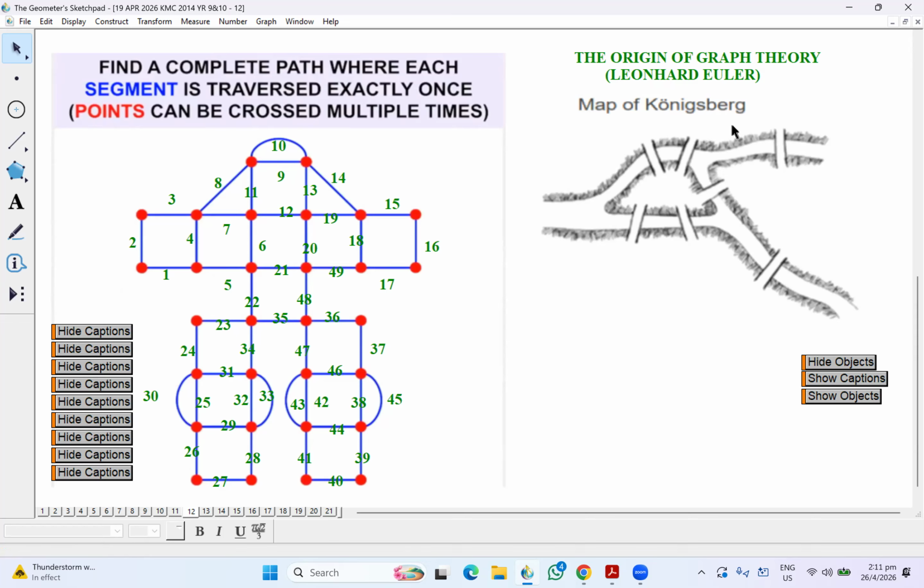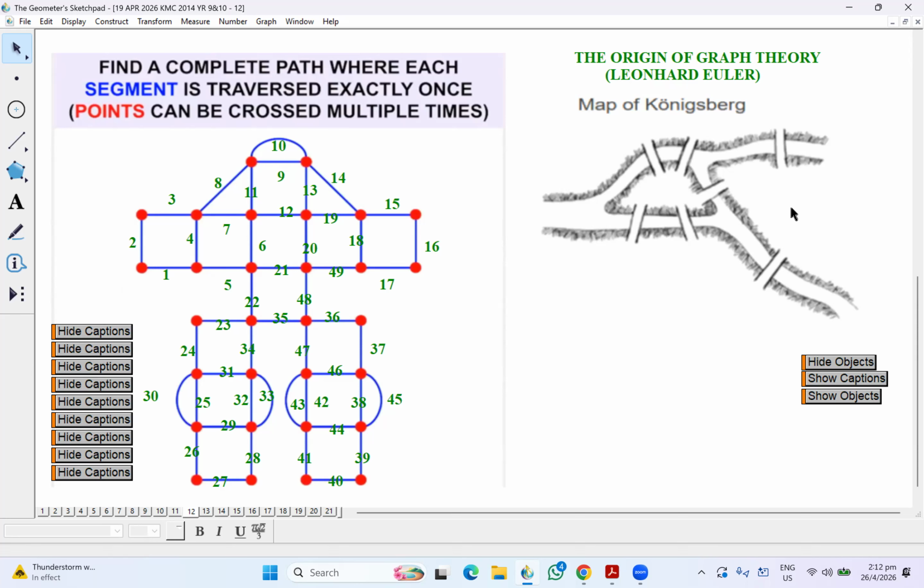Königsberg is now Kaliningrad, and it's in Russia. Kaliningrad, I think. So this place has 7 bridges. 1, 2, 3, 4, 5, 6, 7 bridges.